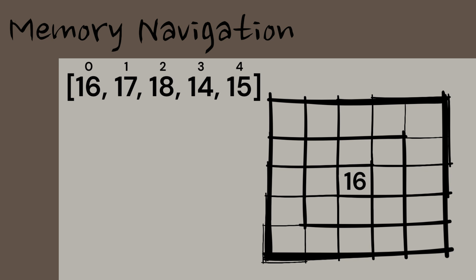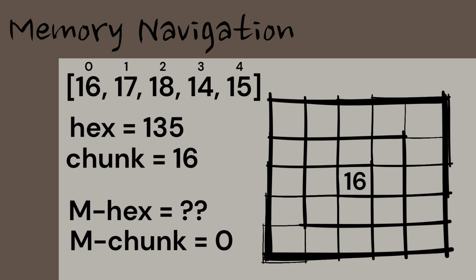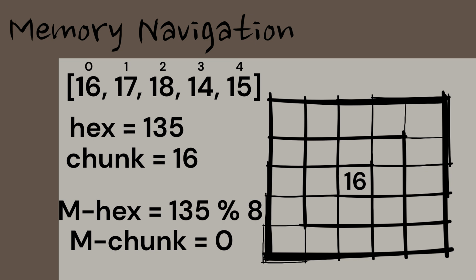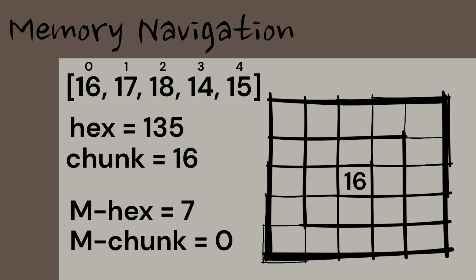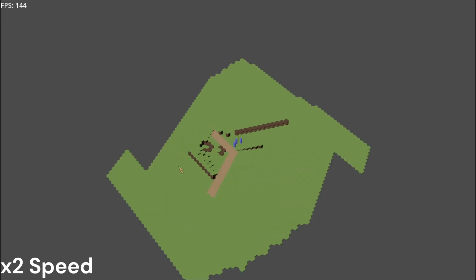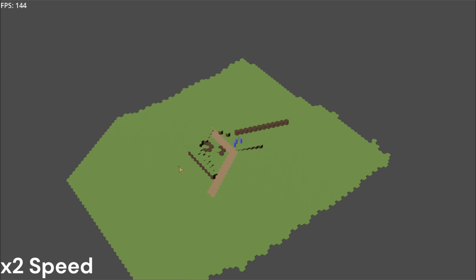So we need to get chunk 16, which we now know is at index 0. So we take that, and now we need to get the hex that we're looking for. So the hex that we're looking for is 135. And we'd use the modulo operator by the amount of hexes per chunk in one direction, the length of the chunk, and that would give us the hex that we're looking for. Since these are always in order, we don't need to do any offset, so we're done. And with that, we have working chunks.